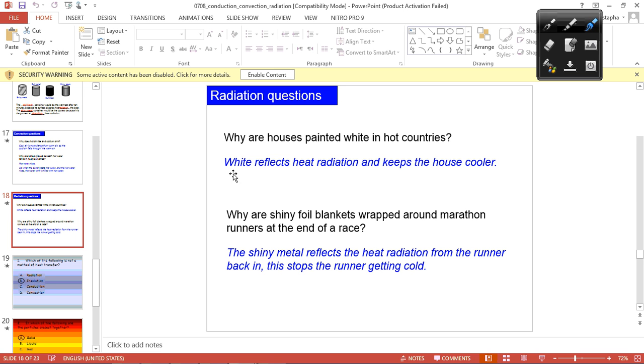Now the next one says, why are houses painted white in hot countries? For example, in Saudi here, you hardly find people paint their houses black or red. White reflects heat radiation and keeps the house cooler. Why are shiny foil blankets wrapped around marathon runners at the end of the race? Sometimes when you see people running races, you put a kind of shiny foil around them. The shiny metal reflects the heat radiation back to the runner. This stops the runner getting cold.